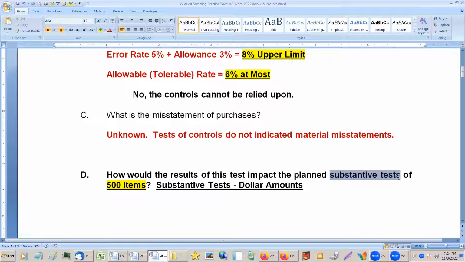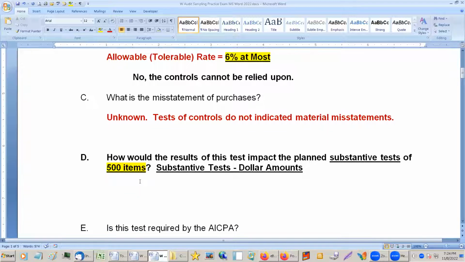Now, we can't rely on these internal controls. So are we going to take more or less than 500 items? If we could rely on the controls, we would take 500 items. But now we find out that we can't. So we're going to have more or less. We need more than 500 items to get comfortable with these numbers, or less.